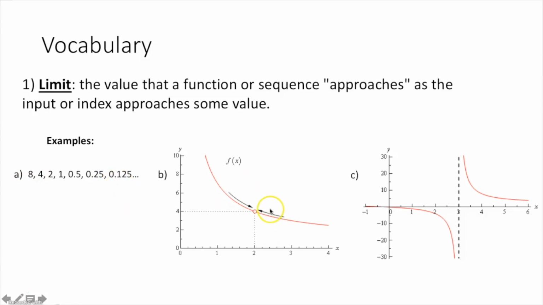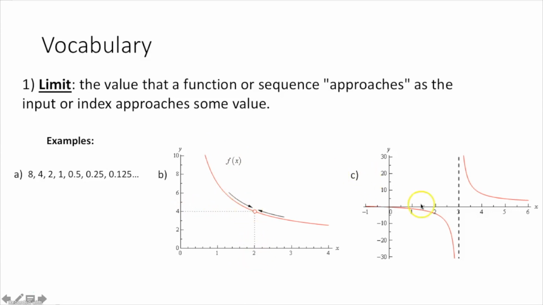When we had a function, the limit was equal to the value that the function approaches as the input or index approaches some value. So the input or index we said was the x value, and if we pick a particular x value and look at the function as it approaches that x value, we want to see what y value it approaches as x approaches that particular value. And you can see as x approaches 2, this function approaches a y value of 4. Therefore, the limit of f of x as x approaches 2 would be equal to 4.